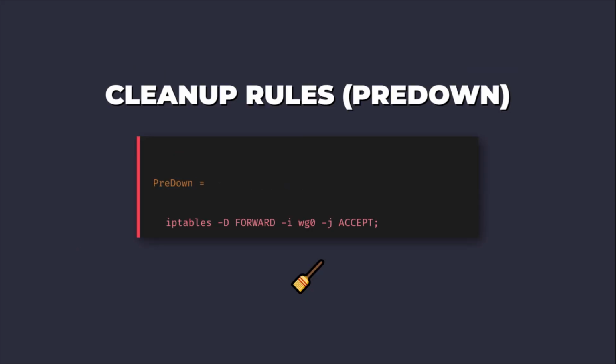The corresponding PreDown command must remove these rules. PreDown = iptables -D FORWARD -i wg0 -j ACCEPT; iptables -t nat -D POSTROUTING -o eth0 -j MASQUERADE.